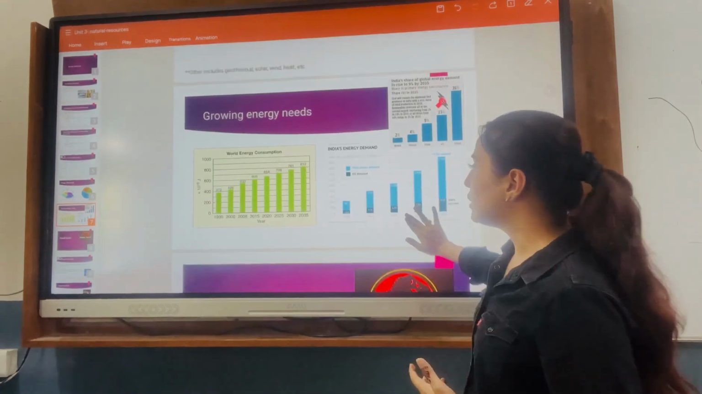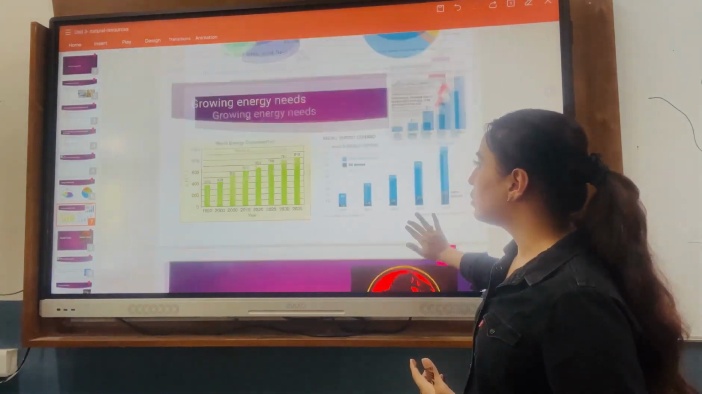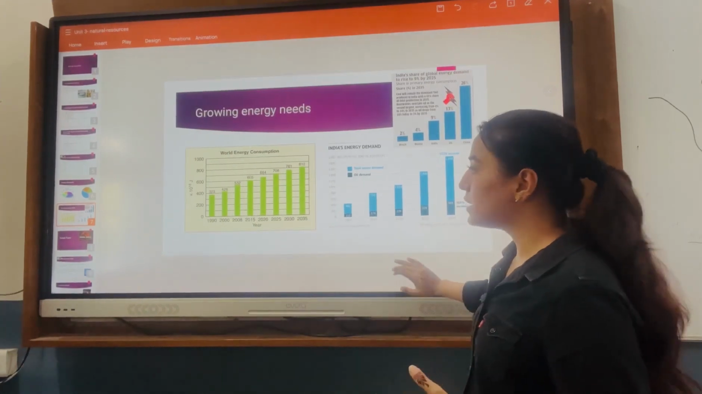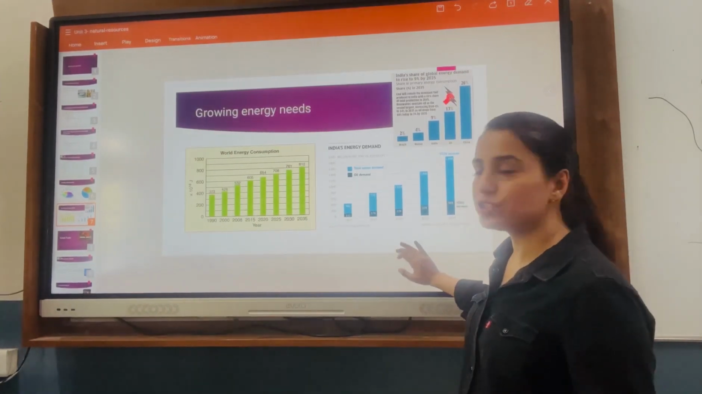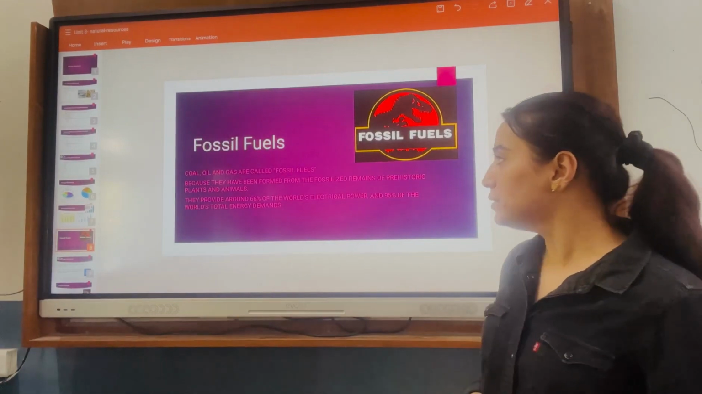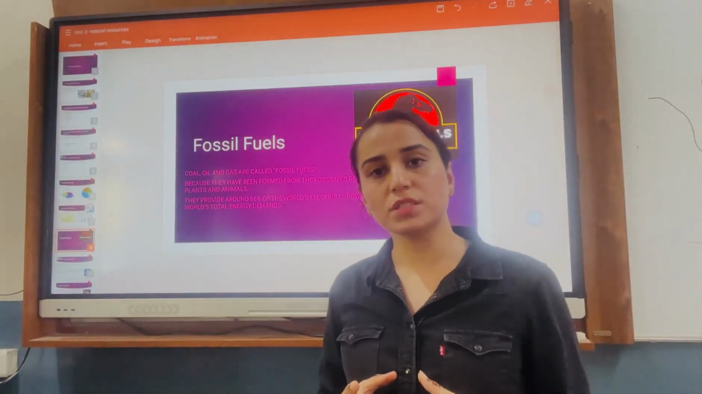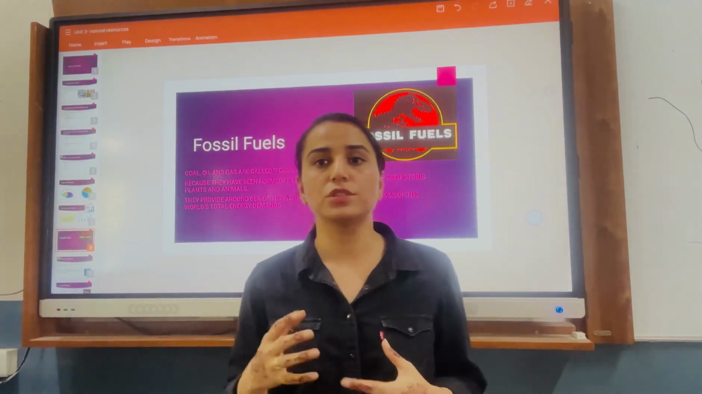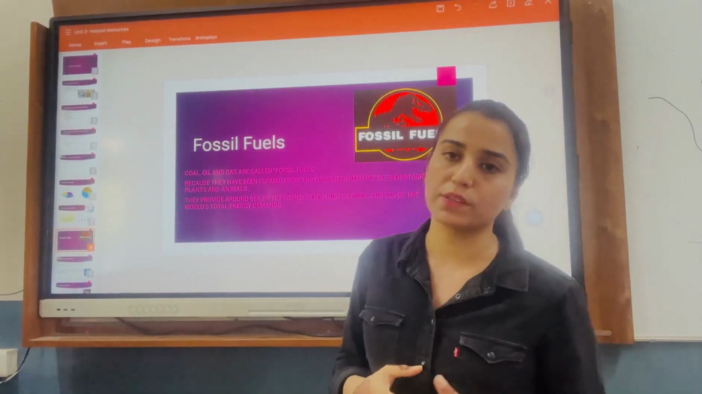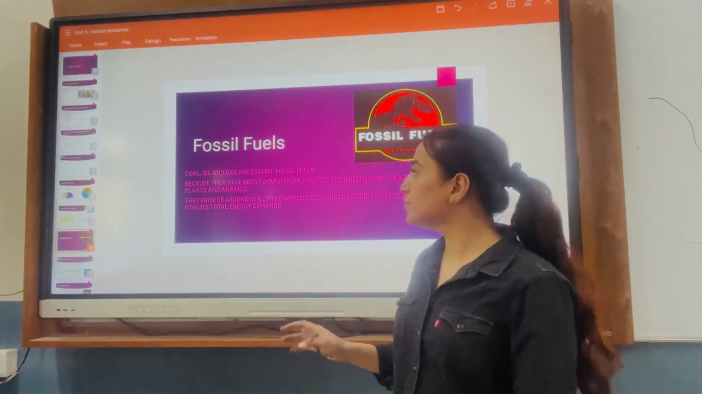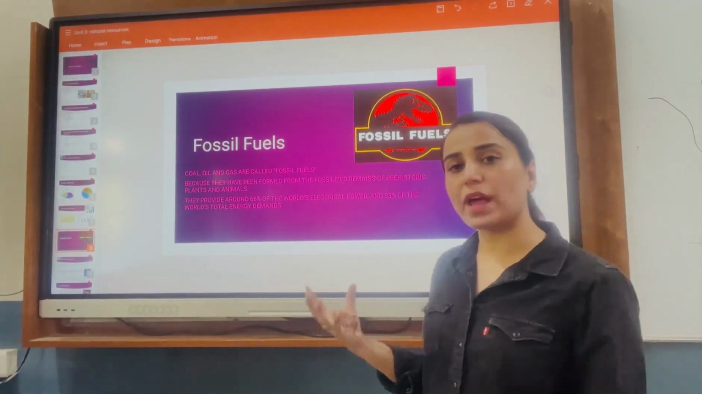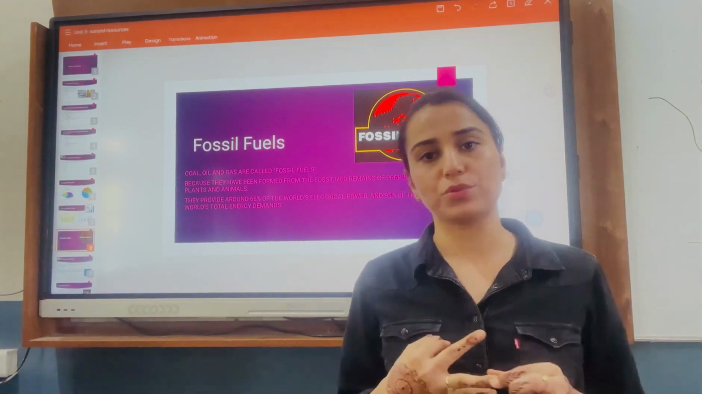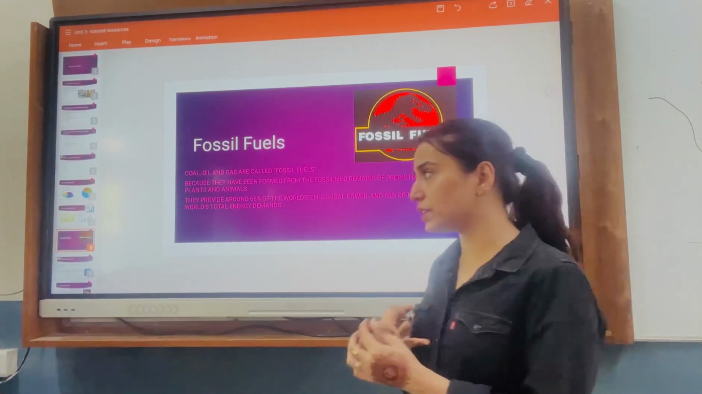So how are we going to meet these fuel needs or these energy demands? For that matter, first and foremost, we will discuss non-renewable resources of energy. Fossil fuel is the first one that we are going to discuss over here. Fossil fuel comprises majorly three compounds: coal, petroleum, and natural gas.